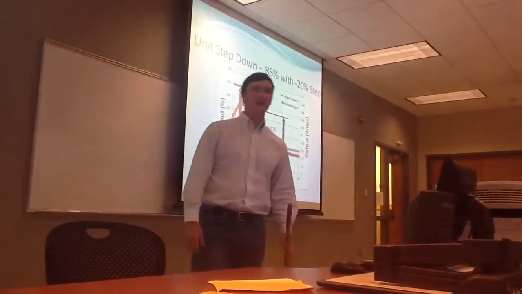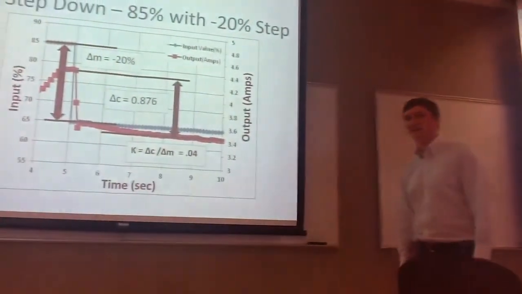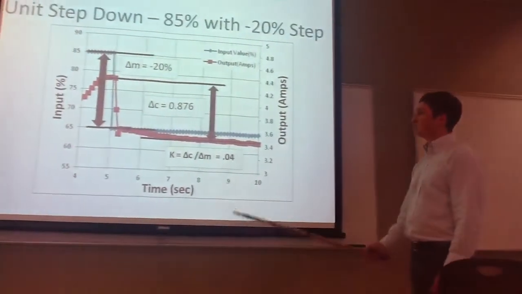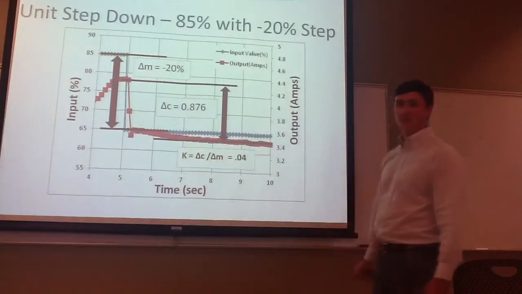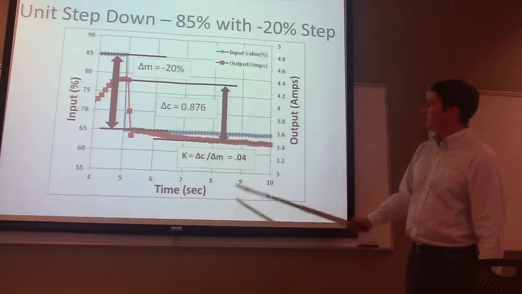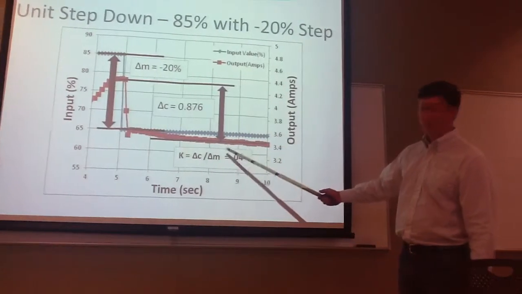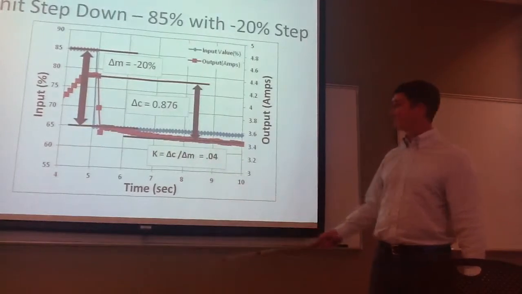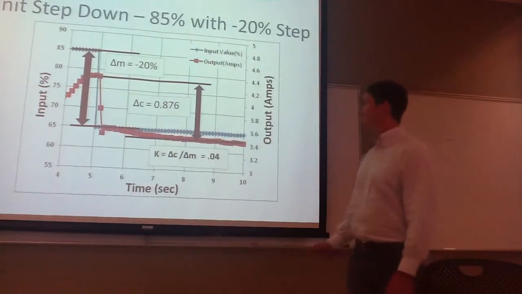In the unit step down, the data came across much easier and wasn't as unique as the step up. What I had to do is I had to change my unit step down to 85%, which is a huge jump from the 53% I was originally at. And you can see that this gain is a lot smaller than the previous gain of the unit step up, which is also showing that the data is somewhat inconsistent.